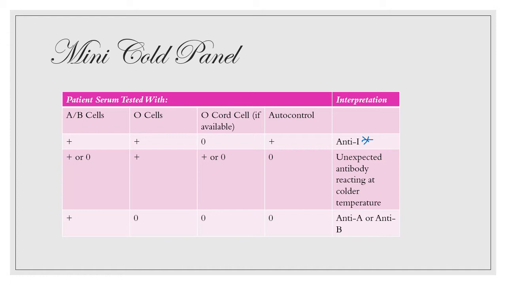A person can be positive with AB cells, positive with O cells, positive with the cord cells. So now the difference is they're positive here. Negative with the auto control. It means they have an unexpected antibody reacting at cold temperature. It is considered an allo antibody because the auto control is negative. This I, it would be considered auto anti-I because the auto control is positive. Here, if you have AB cells positive, negative O cells, negative O cord cells, negative with auto control, that's either anti-A or anti-B, which is what you want to see if you suspect that the person does not have strong antigens.